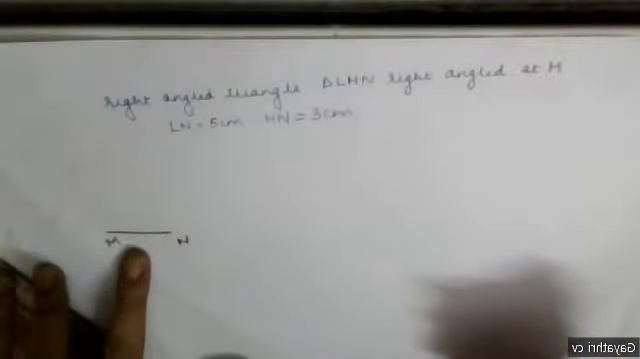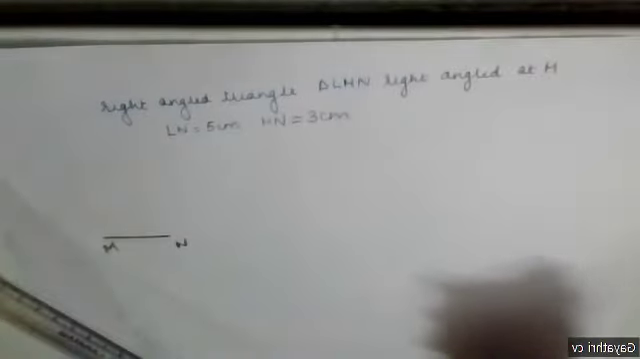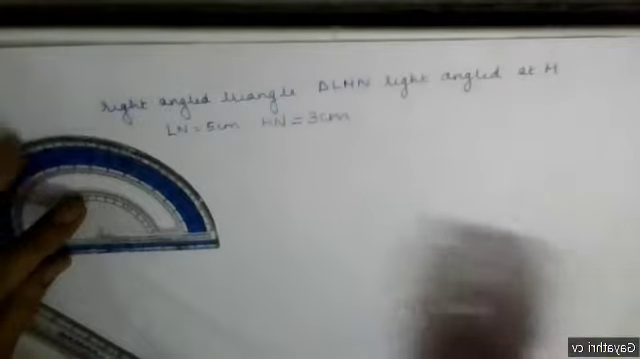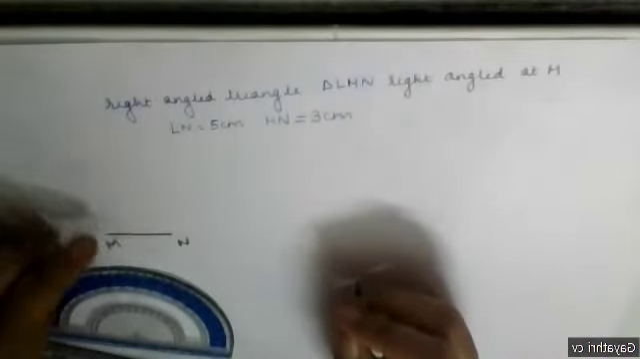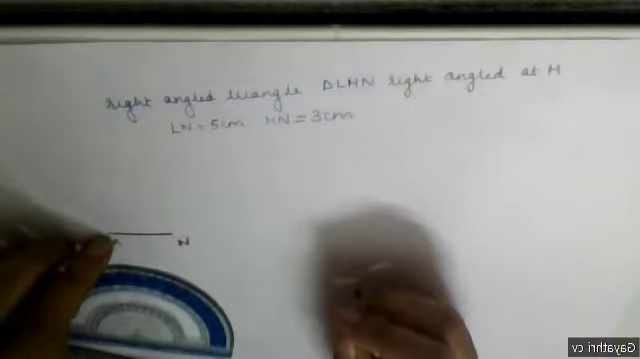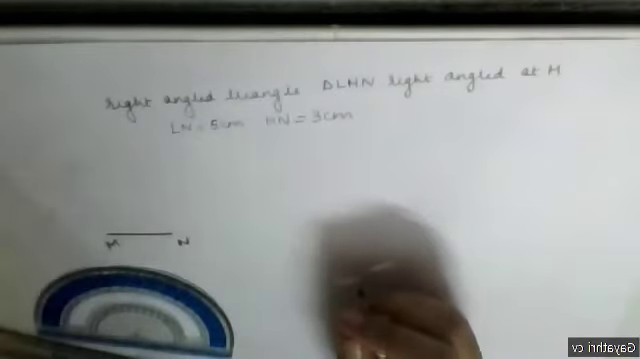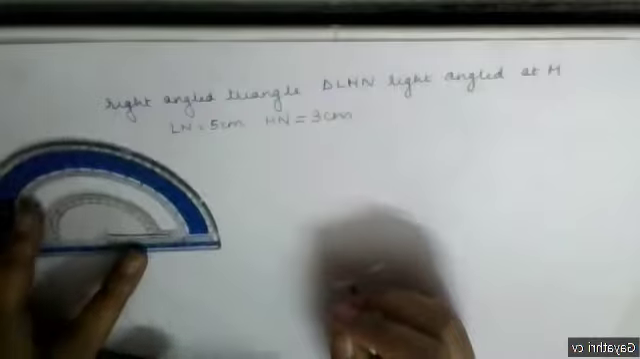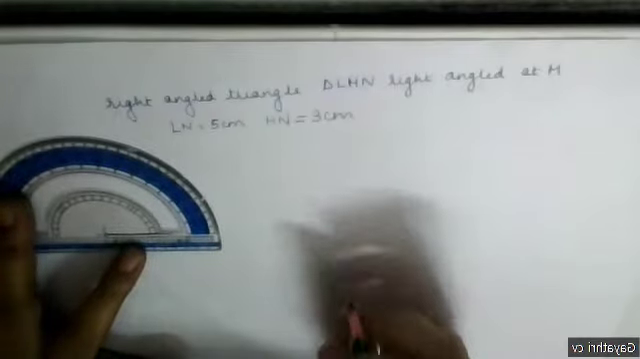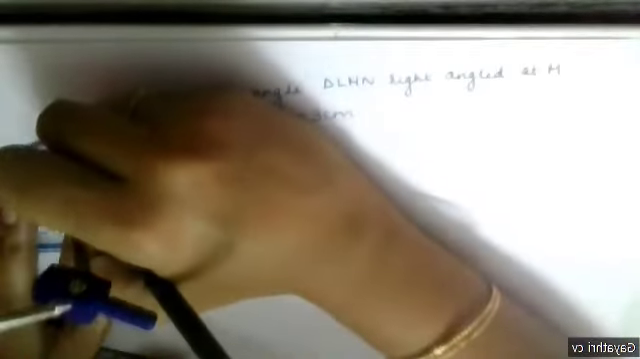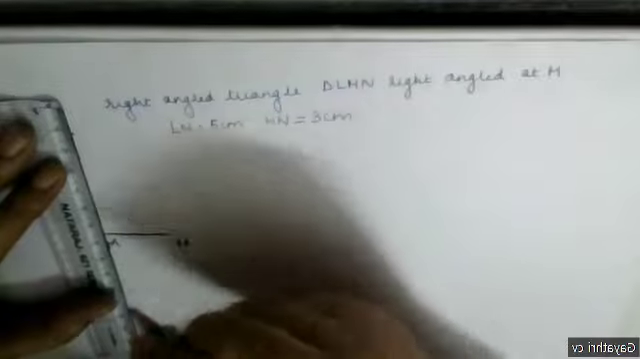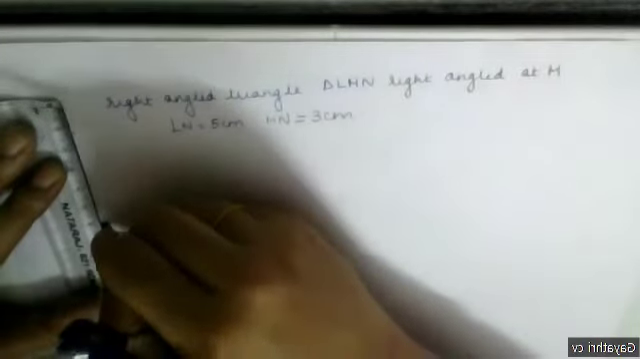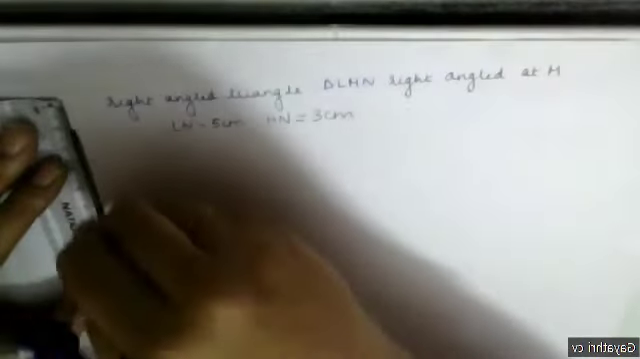Now once this is done, next let's draw a perpendicular at M, right? So basically we need L. To find out L, we know that the angle at M, angle LMN, is 90 degree. So with M as the center, let me use my protractor and measure 90 degrees. So this is the line that I get. Let me just draw this line.